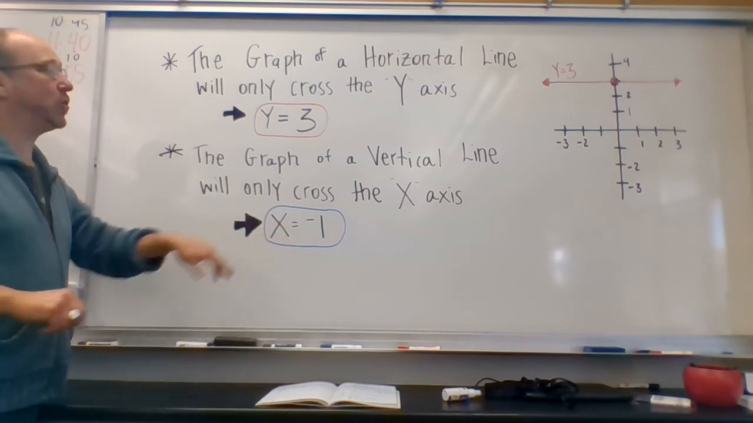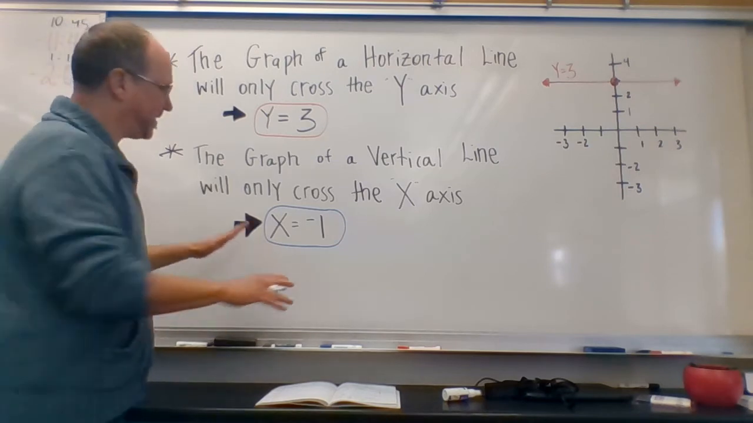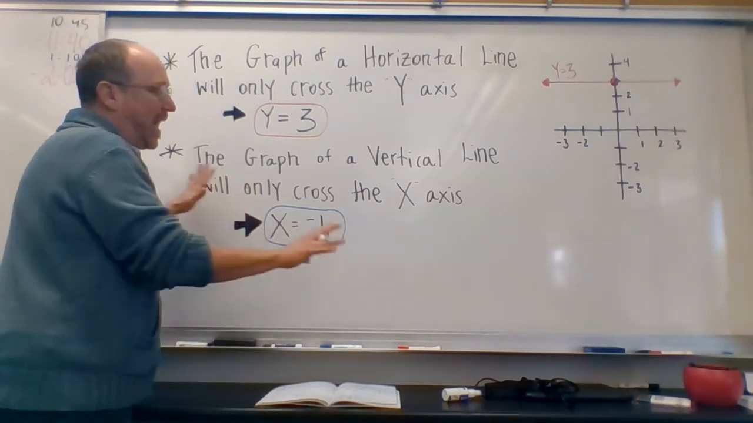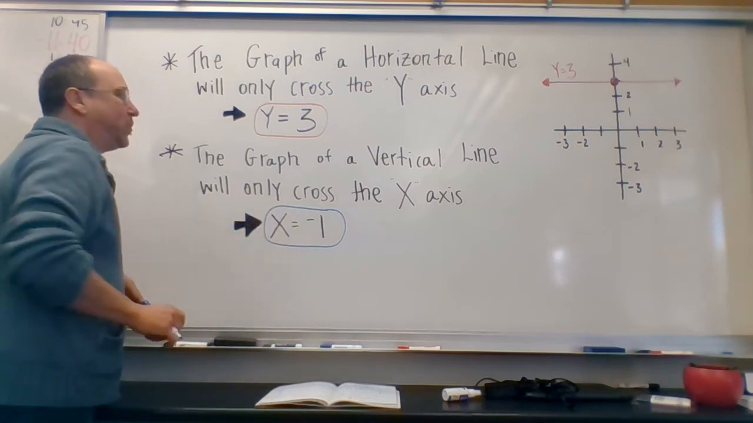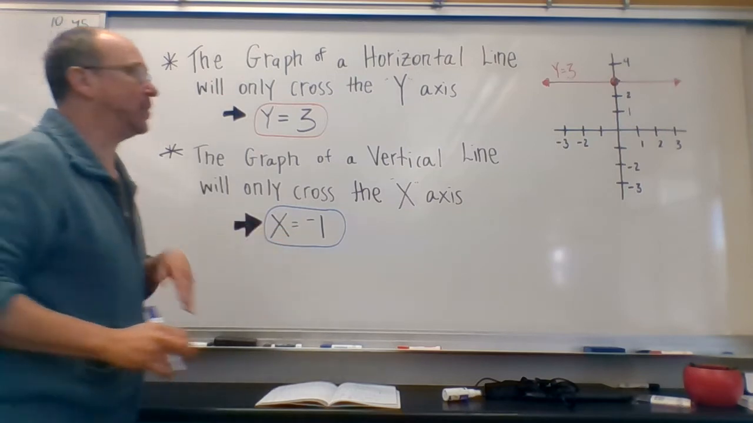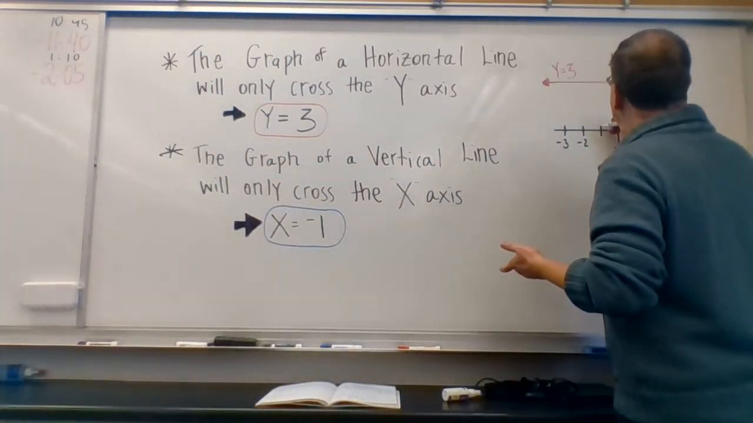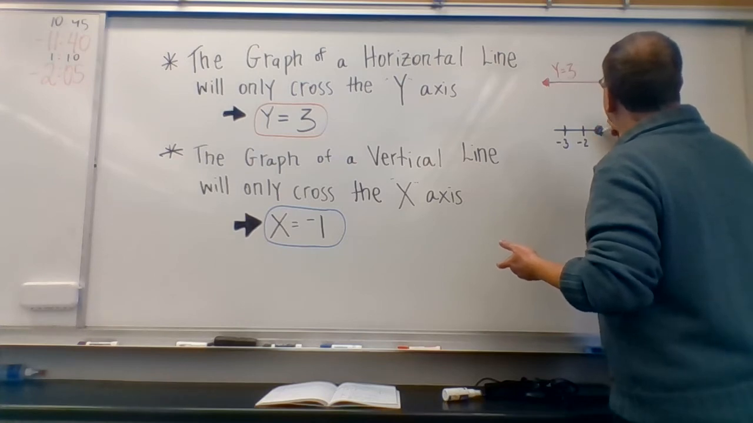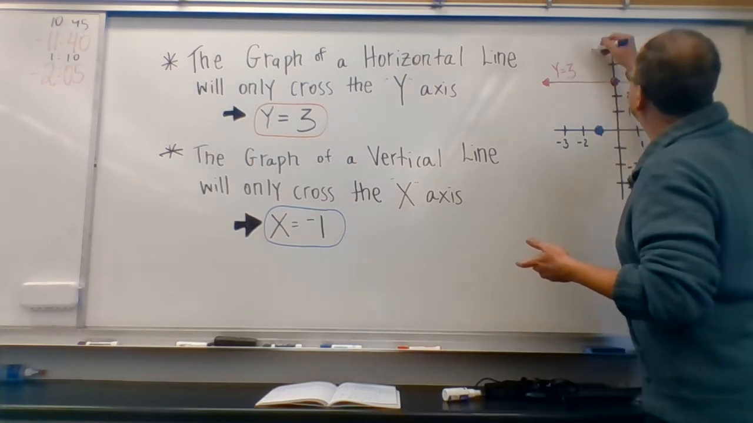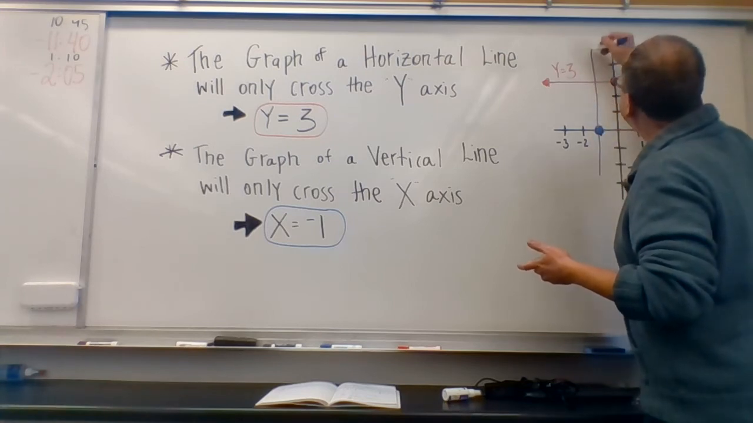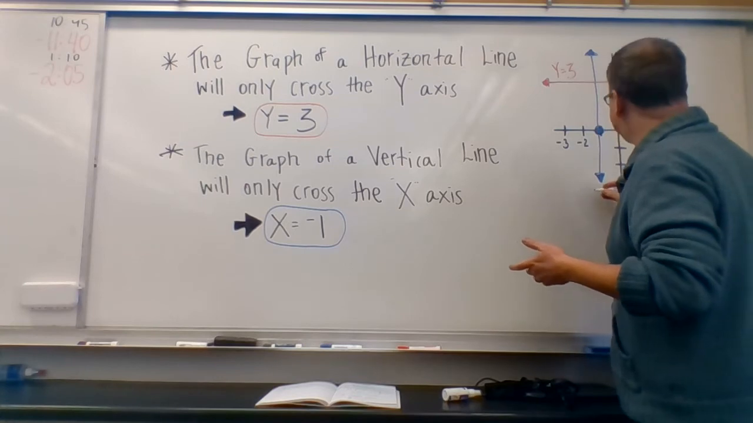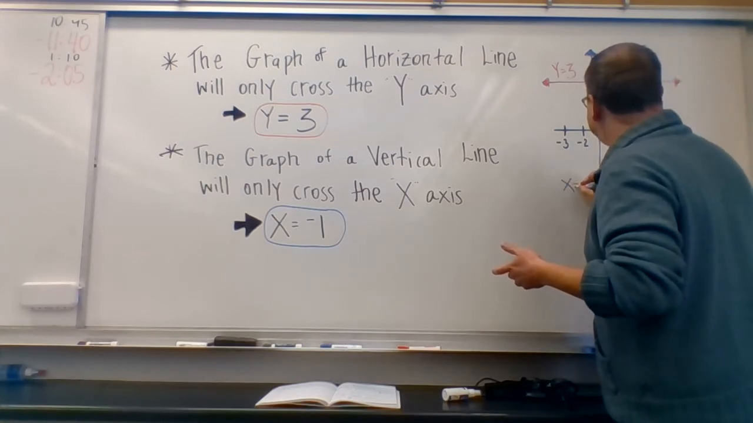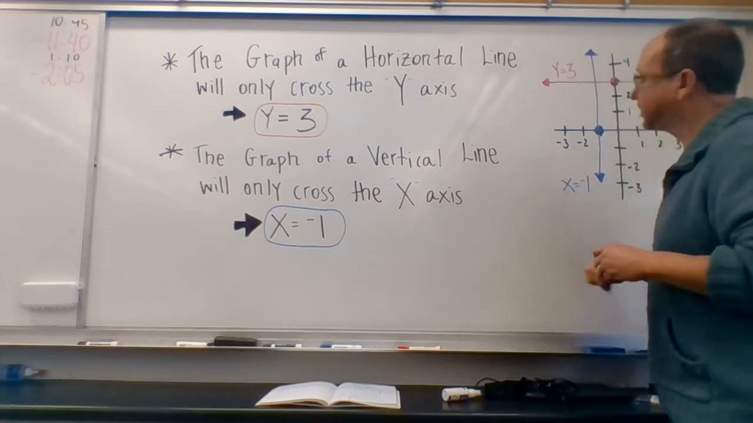Similarly, this vertical line only crosses the x-axis, and that's why y is not seen in the equation. And this vertical line only crosses the x-axis at -1. So that's where our point goes. Boom. Crosses x at -1. Draw your straight line. Put the arrows because it goes on forever and ever, infinity. Like that. I'm going to go ahead and label this as the equation x is equal to -1.